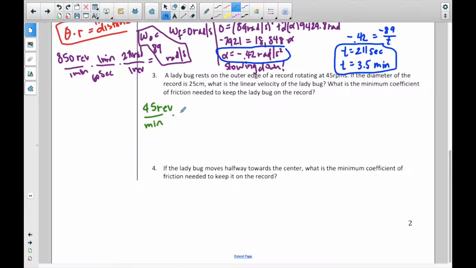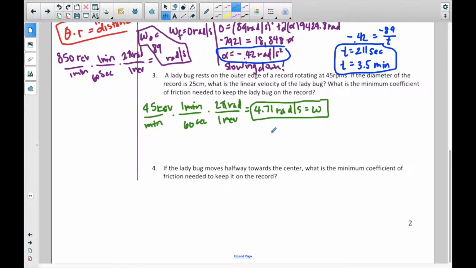We need to change that to radians per second. So 1 minute is equal to 60 seconds. And 1 revolution is equal to 2 pi radians. So we need to set up our unit conversion. We're going to cancel out the units, which we can cancel. So revolutions and revolutions cancels, minutes and minutes cancels, and we are left with radians per second. So go ahead and take a second to put that into your calculator, see what you get. All right, when you multiply that out, you should get 4.71 radians per second, and that is our velocity.